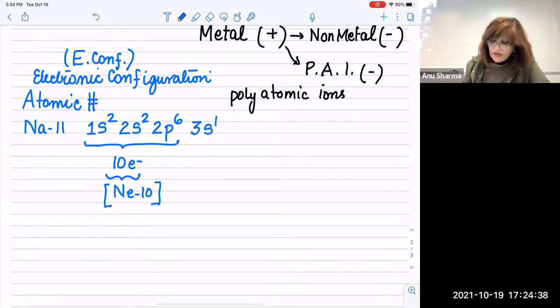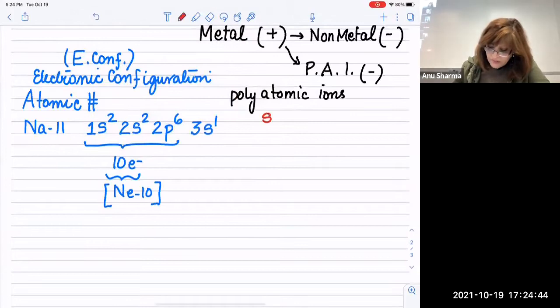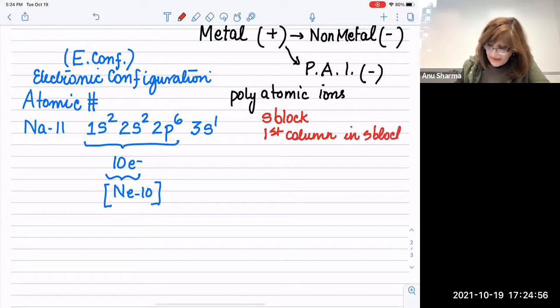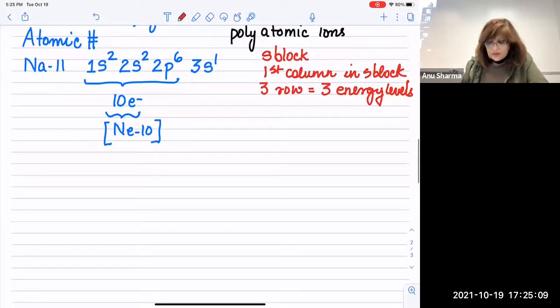And that 3s. So if you look at it, last time we talked about how this belongs to the S block, and in the S block, it belongs to the first column, and it is present in the third row or third period. So third row means it has got 3 energy levels. Okay, so that is sodium.